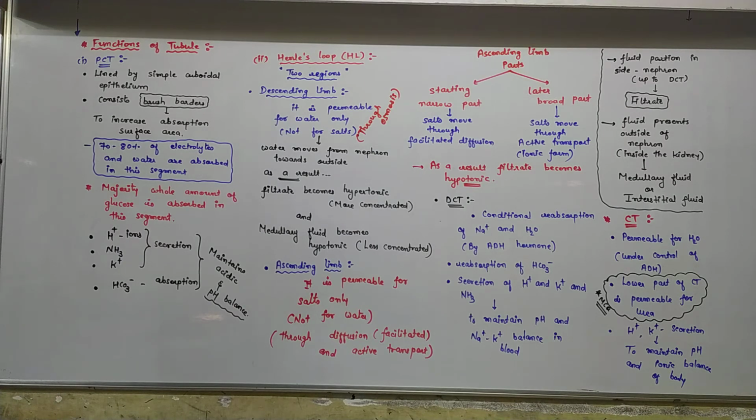hydrogen ion and potassium ion are secreted to maintain the pH and acid balance, ionic balance in the body. Fine. So these are the functions of the different parts of the tubule: PCT, Henle's loop, DCT as well as CT.